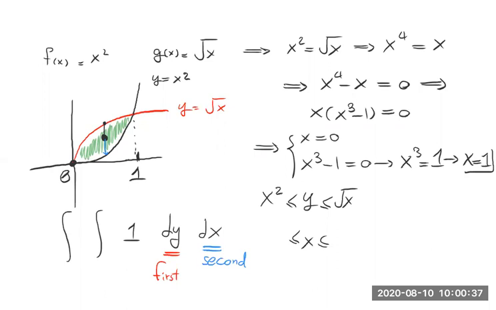Now, what are the bounds for x? As I said, here we only accept constant numbers. Of course, x is between 0 and 1. So when we are taking the integral, y goes from x squared to square root of x, and x goes from 0 to 1. We should compute the integral of 1 dy dx, with y from x squared to square root of x and x from 0 to 1.